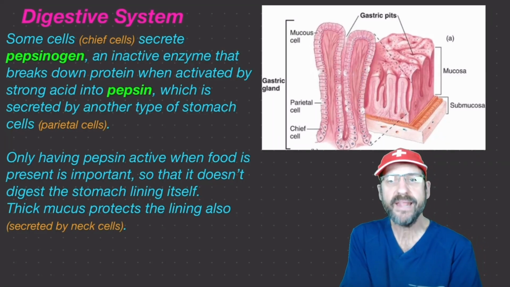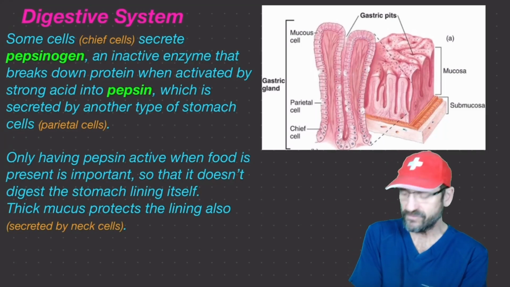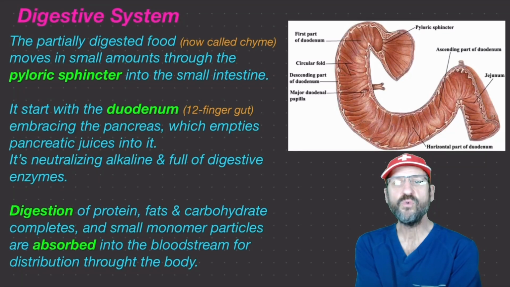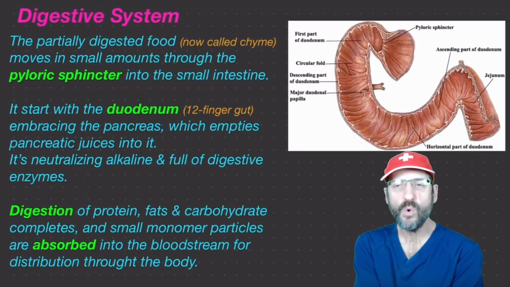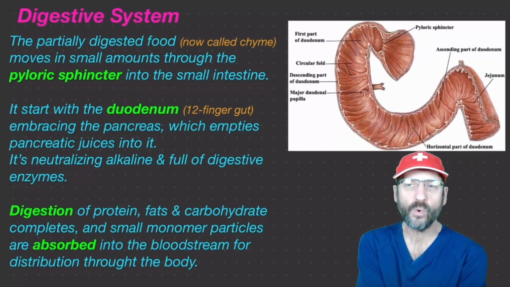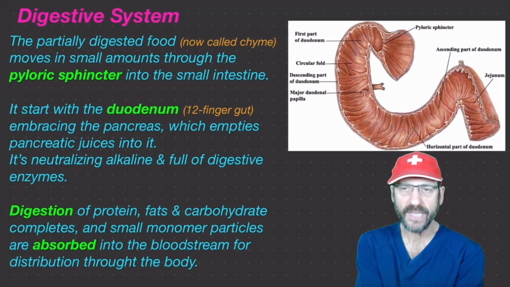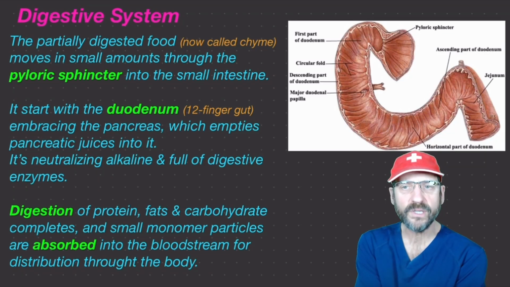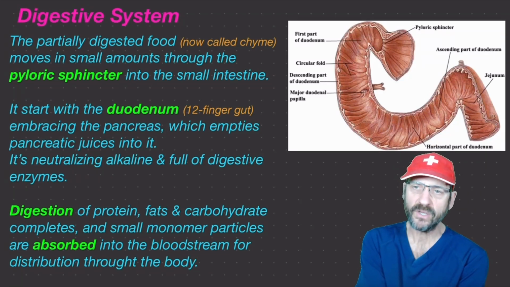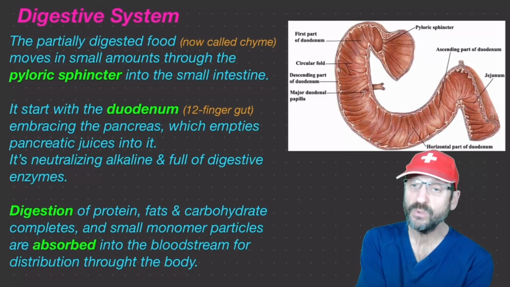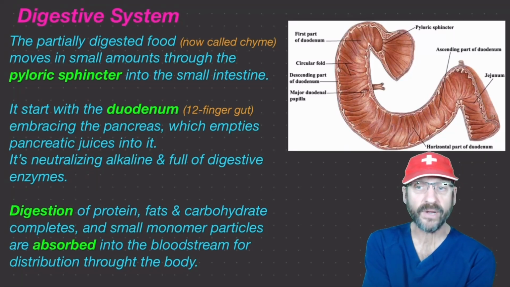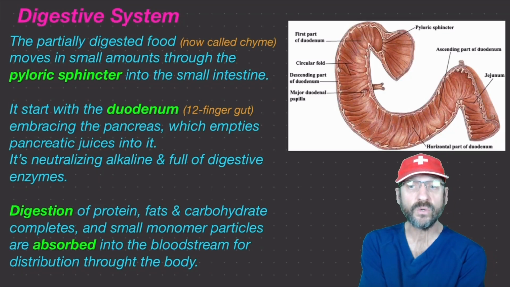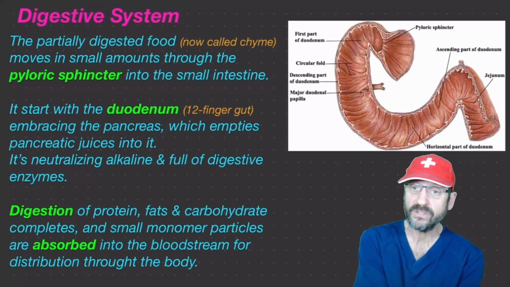So when you see that ending in an enzyme, you know it's an inactive form of an enzyme. The partially digested food, now called chyme, moves in small amounts through the pyloric sphincter into the small intestine. It starts with the duodenum, which is called the 12-finger gut, and that embraces the pancreas, which empties pancreatic juices into it. And the pancreatic juices have neutralizing alkaline and also lots of digestive enzymes in it.